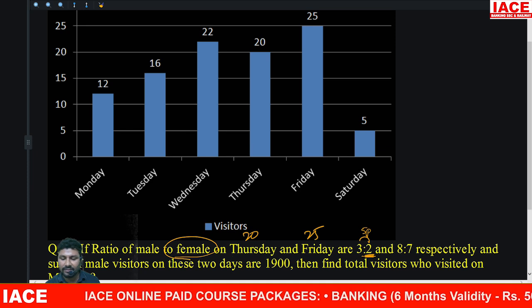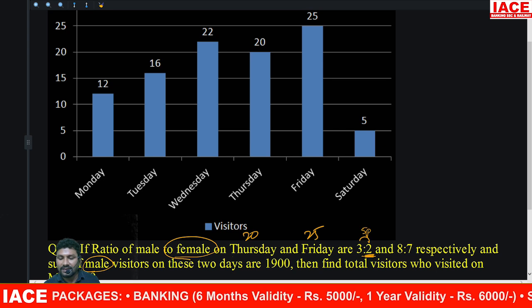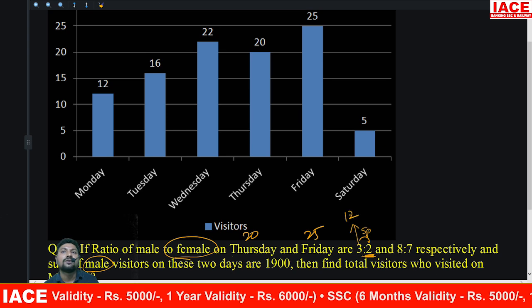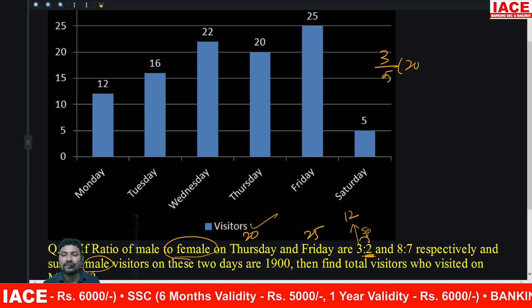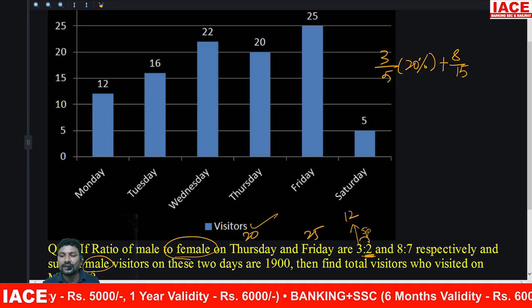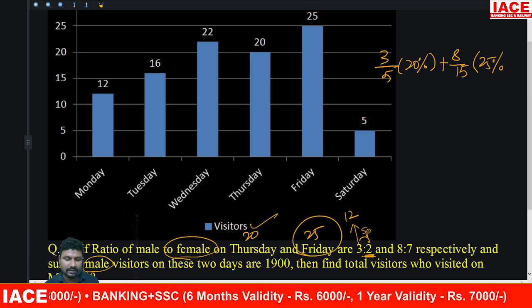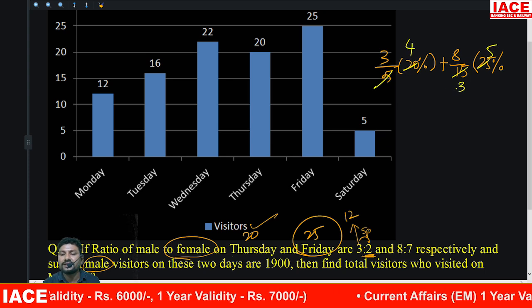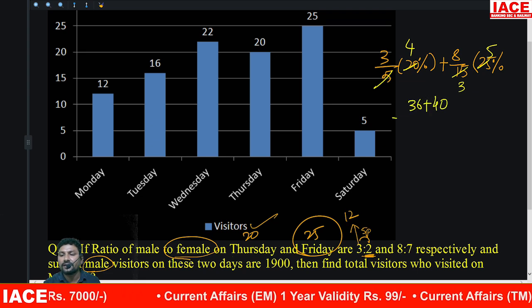The ratio of male to female on Thursday, Friday, then 8:7. And the sum of male they are asking. 2 parts equal to 1 part equal to 4. Then 3 parts equal to how much? 12. 3:2. This 20% we have to share. 3 by 5 of 20% plus 8 by 15 of Friday, 25%. We should simplify this. 5 into 20, 4 times, and 5 3s are 15. 4 3s are 12, 12 3s are 36 plus 8 5s are 40, all by 3.